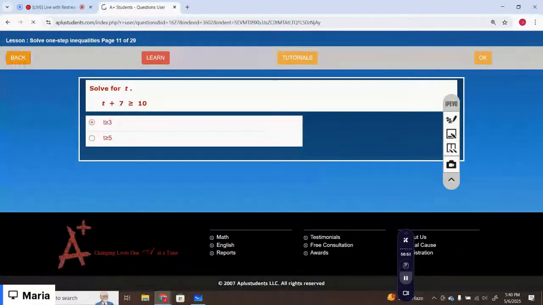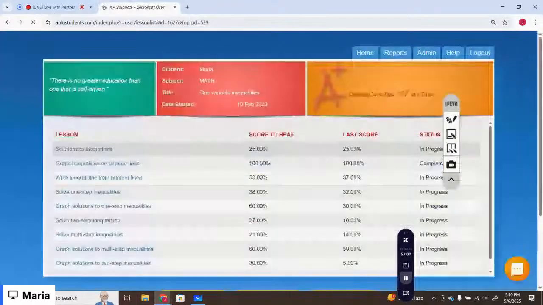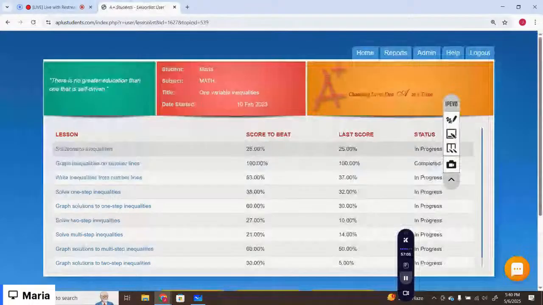Okay, you can complete the lesson by yourself today. So we are working on grade 8 math. The chapter we're working on is one variable inequalities. The lessons we have covered today are solutions to inequalities, graphing inequalities on number lines, writing inequalities from number lines, and solving one-step inequalities.